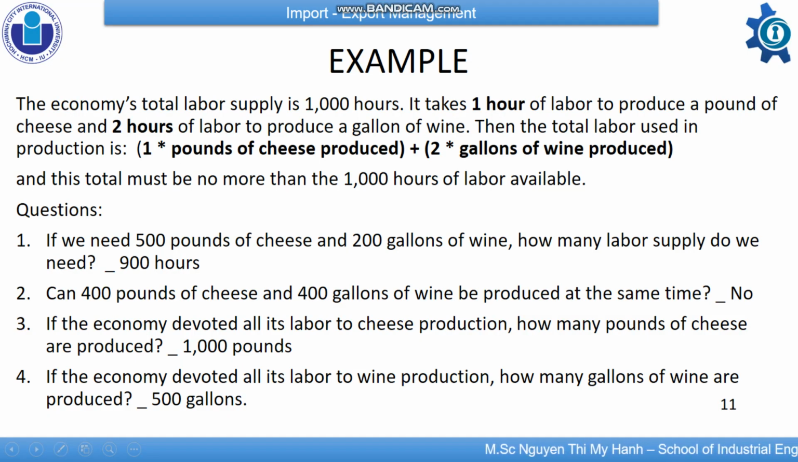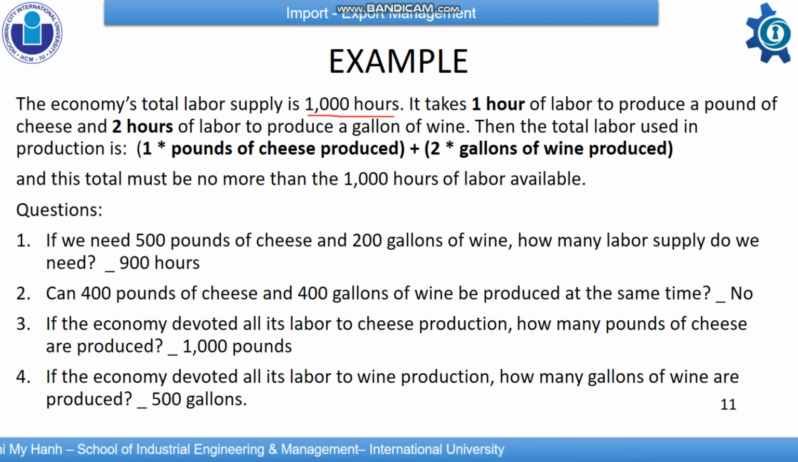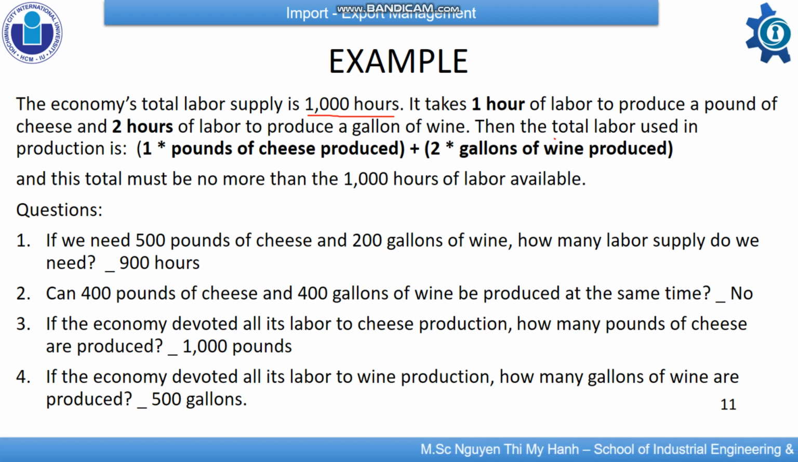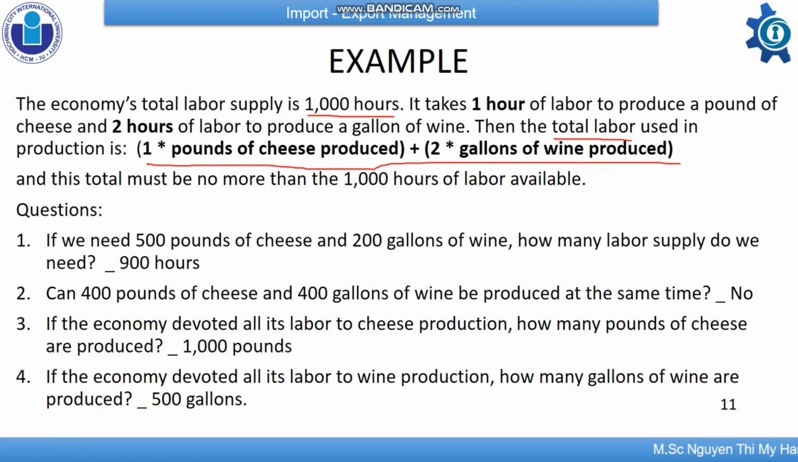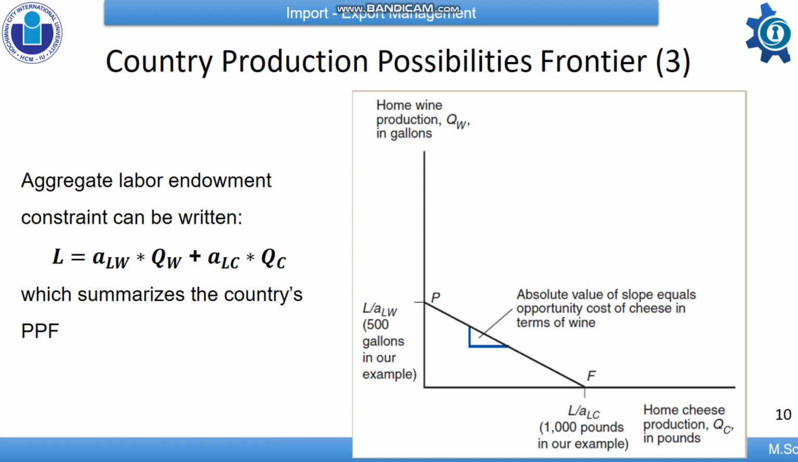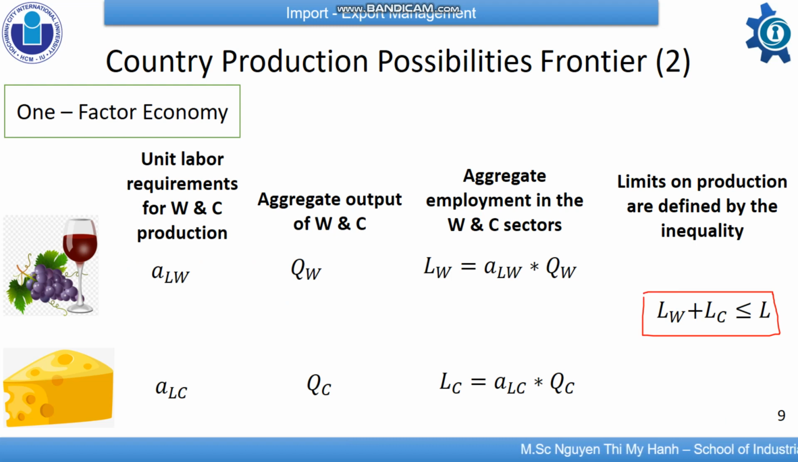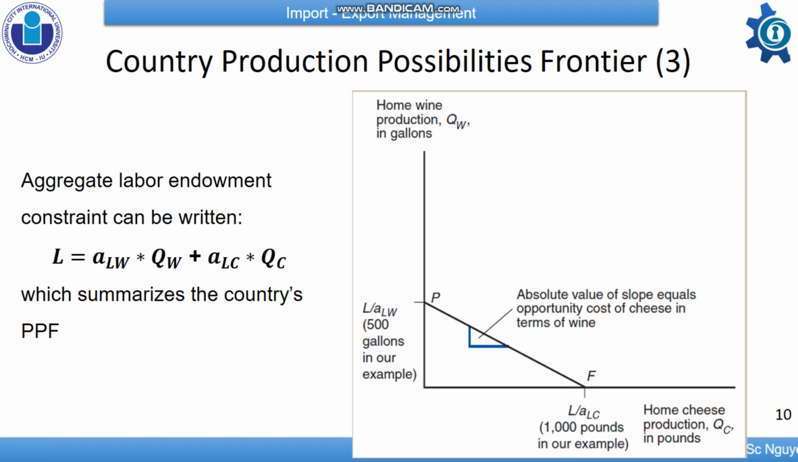Okay, let's see this example. We have the economy's total labor supply of 1000 hours. It takes 1 hour of labor to produce 1 pound of cheese and 2 hours of labor to produce a gallon of wine. So the total labor used in production is 1 times pounds of cheese produced plus 2 times gallons of wine produced. And this total must be no more than the 1000 hours of labor available. So this represents the constraint, right? The total labor used cannot exceed the limit on production, the total labor.